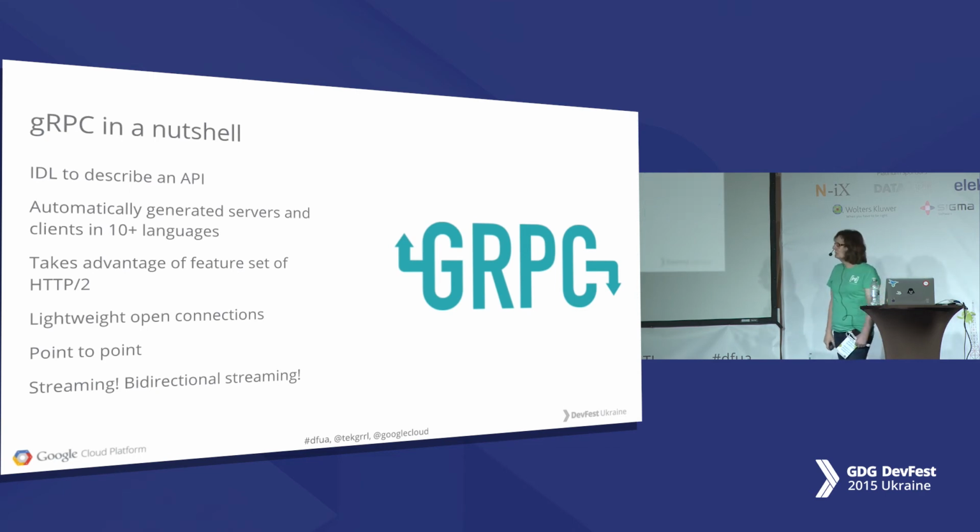So gRPC ultimately provides us an interface definition language to describe an API, and it gives us tooling that we can use to generate servers and clients in 10 different languages, the 10 most popular languages. And this takes advantage of HTTP 2 even more than web browsers do. So this is built on top of HTTP 2 to specifically make use of HTTP 2 features. It ultimately supports unary connections, point to point, where we have one client, one message going from one server, or one server to one client, or vice versa.